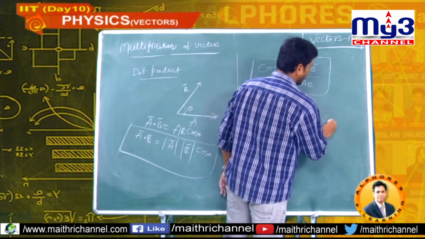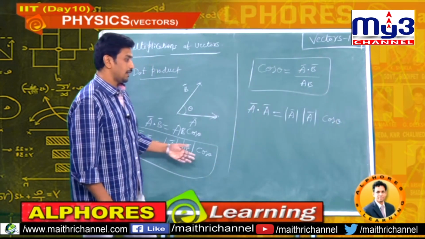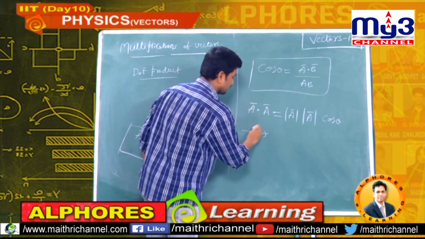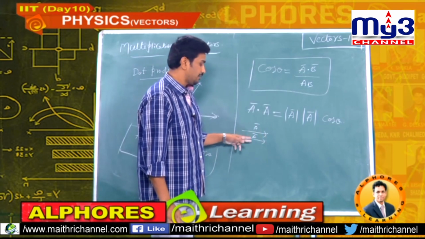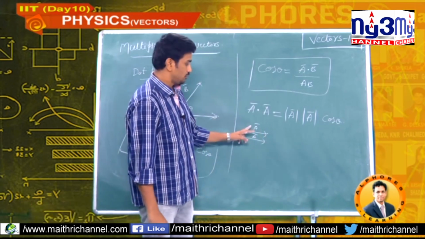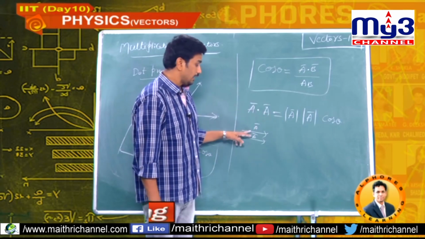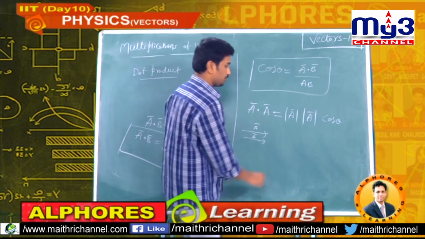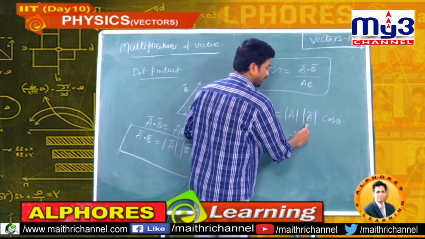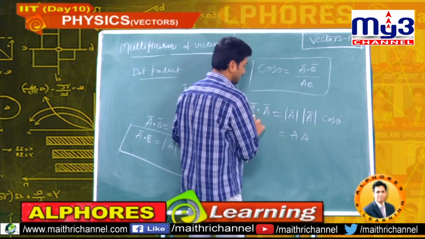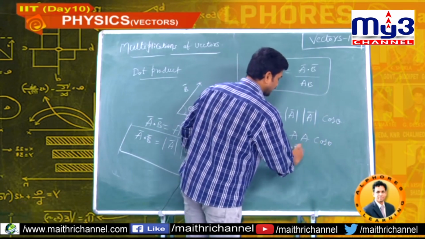Now, cos of angle between A bar and A bar. This is A bar, this is also A bar. Same vector. Angle between the same vector is 0. These two are equal vectors. Angle between two equal vectors is 0. Now mod A bar times mod A bar, cos 0. Now this is A square.